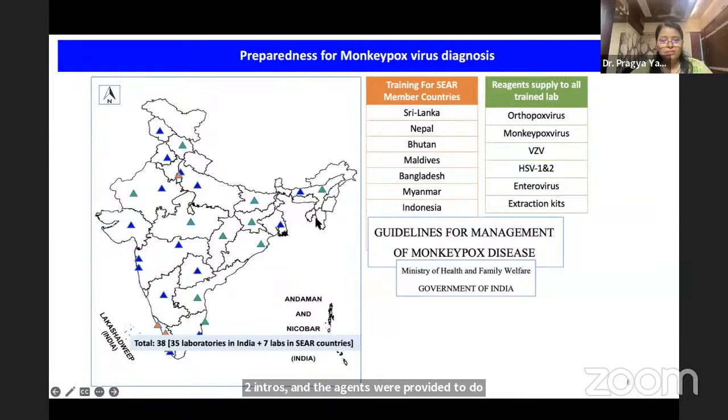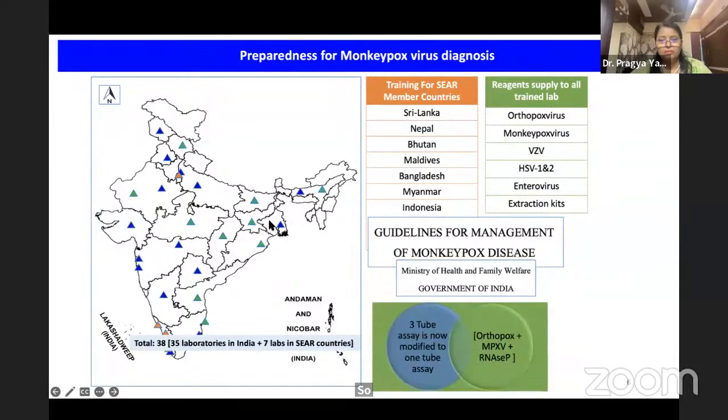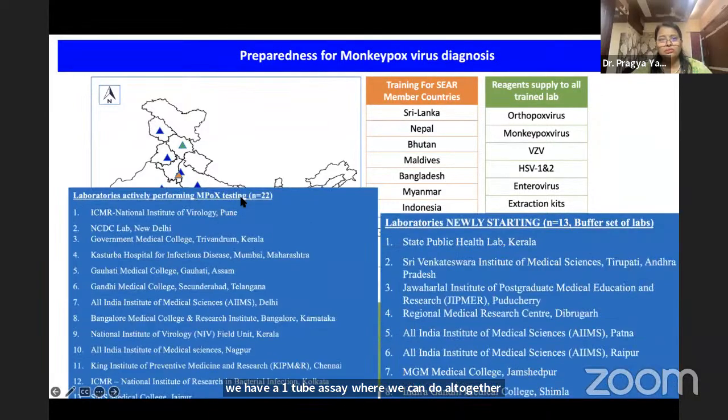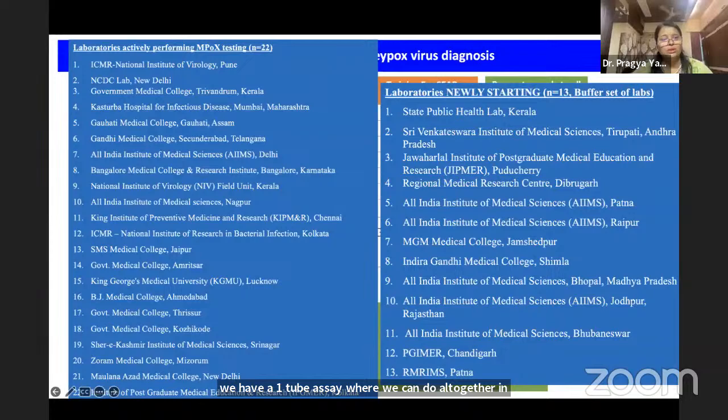So now in total in India, we have 35 laboratories. Initially these assays were in 3 different test tubes, so you had to do it 3 times. So we merged all the assays, and now we have a 1 tube assay where we can do everything together in a single go, which we are giving to all these laboratories. These are the list of 22 laboratories which were initially activated, and as soon as this alert has come, 13 more laboratories are being activated. So in India, we have 35 geographically located labs where you can refer your sample through the IDSP if required for any testing.